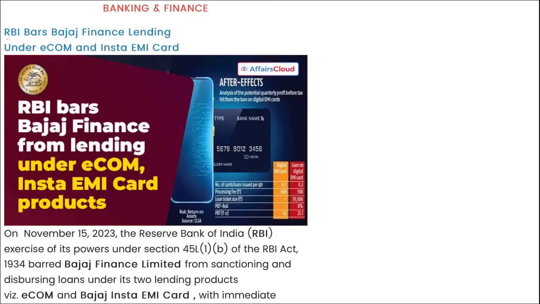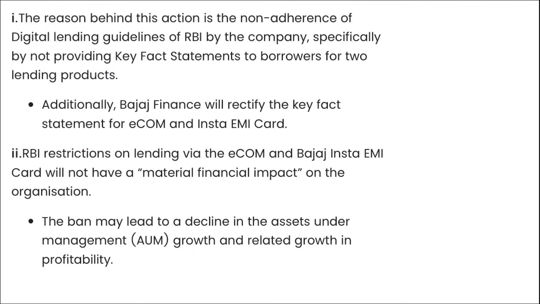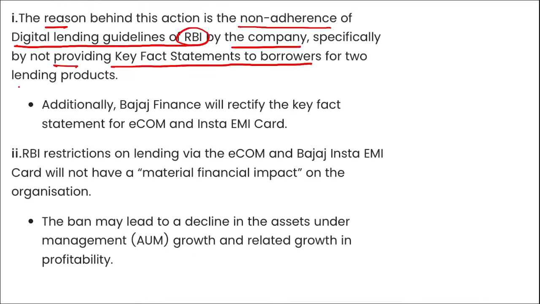Then moving on. Next is RBI bars Bajaj Finance lending under Ecom and Insta EMI card. What is this? Now let's discuss it. RBI has barred, barred means they have stopped Bajaj Finance Limited from sanctioning any new or disbursing any new loans under their two lending products, that is Ecom and Bajaj Insta EMI card, with immediate effect. That means they won't be able to sanction any new loan with these with immediate effect. The reason behind this action is the non-adherence of the digital lending guidelines of RBI by Bajaj Finance Limited, especially by not providing key fact statements to borrowers for the two lending products.